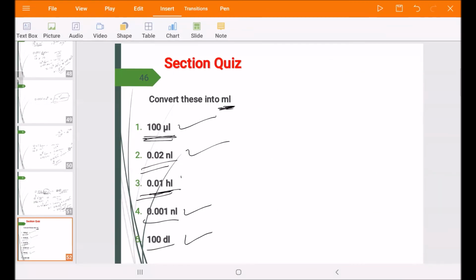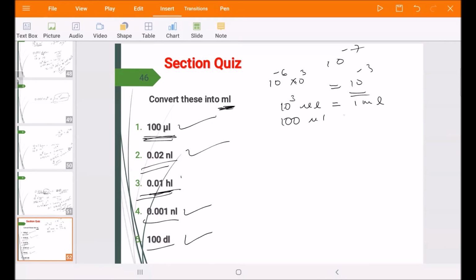Convert this into milliliter. Actually, let's do it together. Now, micro is 10 to the power of minus 6. Milli is 10 to the power of minus 3. So, I have to either multiply this side by 10 to the power of 3, or that side by 10 to the power of minus 3. So, 10 to the power of 3 microliter is equal to 1 milliliter.